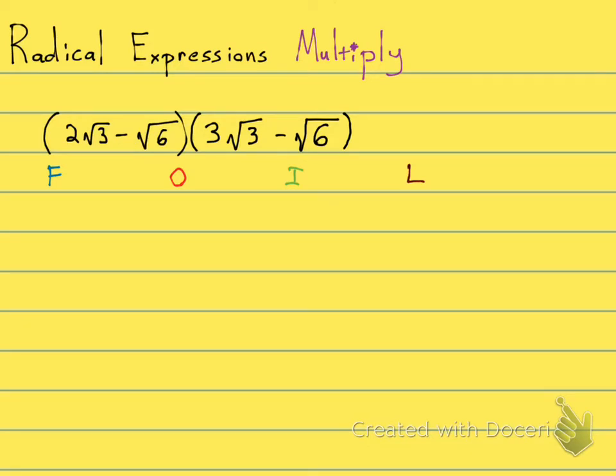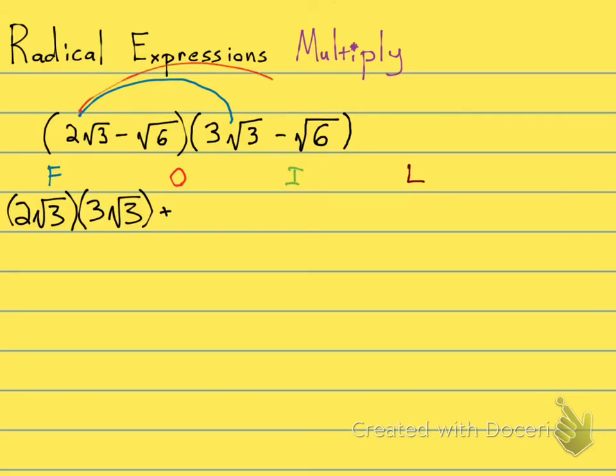So let's look at the first two. 2 square root of 3 times 3 square root of 3. And I'm not going to do that multiplication in my head right now because I don't want to lose track of where I am. So I'm going to write down 2 square root of 3, 3 square root of 3, so I don't make any mistakes.